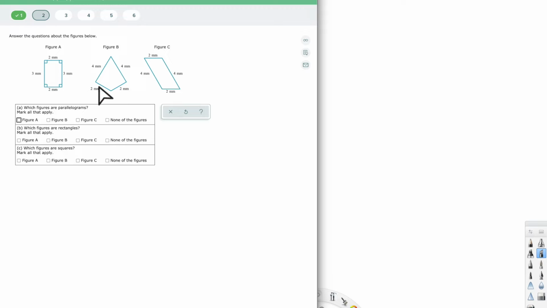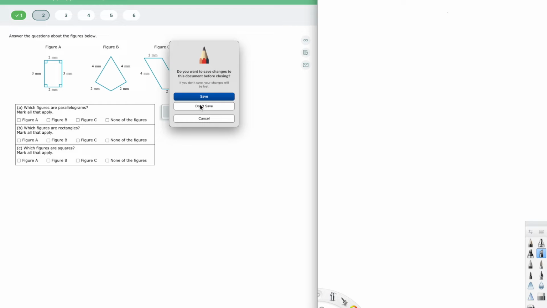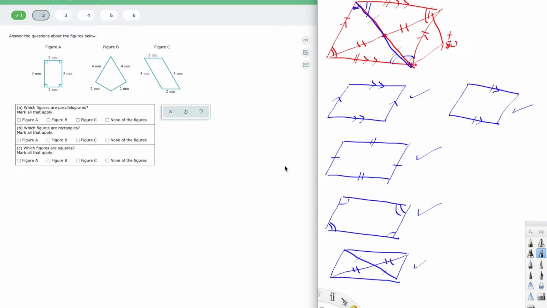So which figures are parallelograms? Remember, and I can even open this real quick, because I have this here. There we go. This was from a couple sections ago when I wrote this up. All of these things come from the word parallelogram. If I know it's a parallelogram, I know all of these are true: opposite sides are parallel, opposite sides are congruent, opposite angles are congruent, the diagonals bisect each other. Consecutive angles are supplementary, which means they add up to 180. There's all kinds of things that come with the word parallelogram.